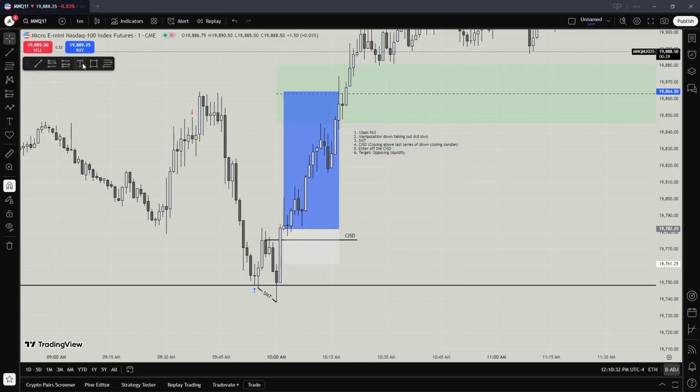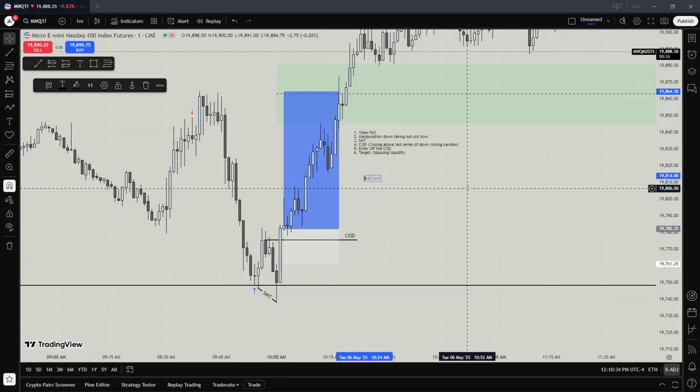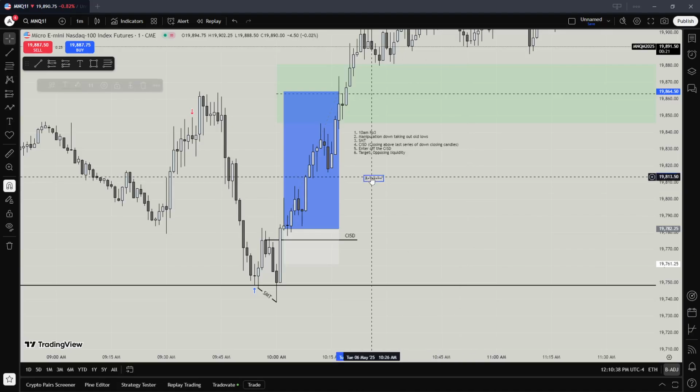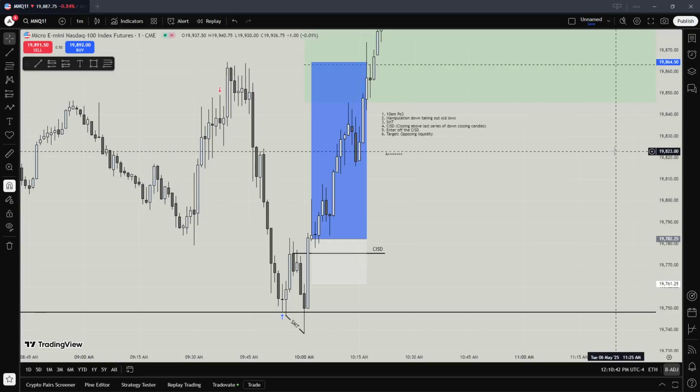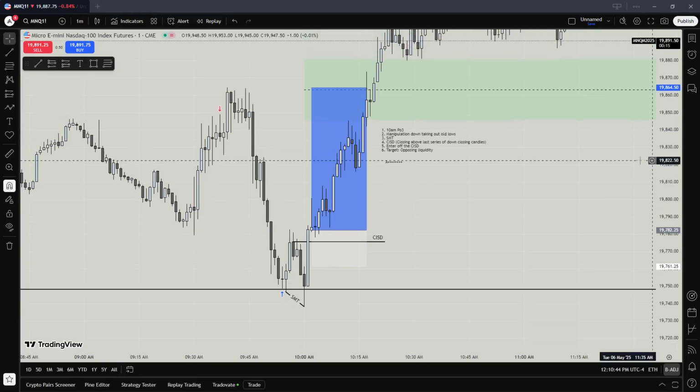And this was an A+ setup, like A+++++++. I'm not even joking. This price action was amazing. I hope that all of you hopefully took this trade.